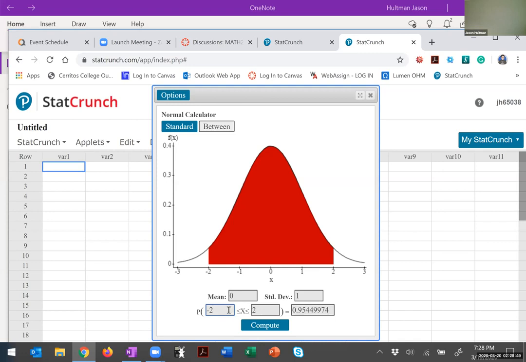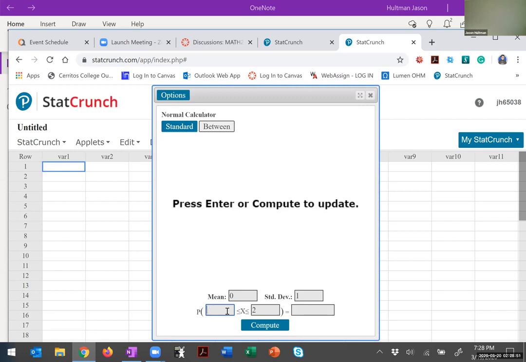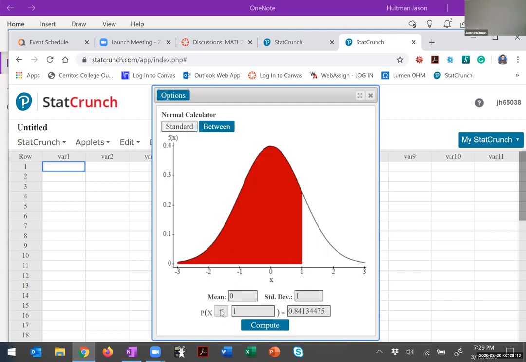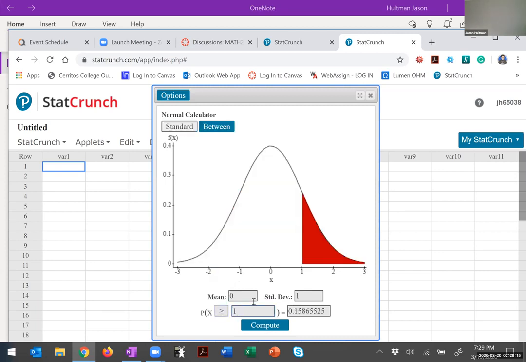So from 1 to 2, okay, if we do 1 to 2, it just computes 1 to 2. We said it was 13.5%. Here it's 13.6%. Okay, we were pretty close with our estimate before. Okay, what about if Z is greater than 2? Boom. We said it was 2.5%. Here it's about 2.2 or 2.3%.